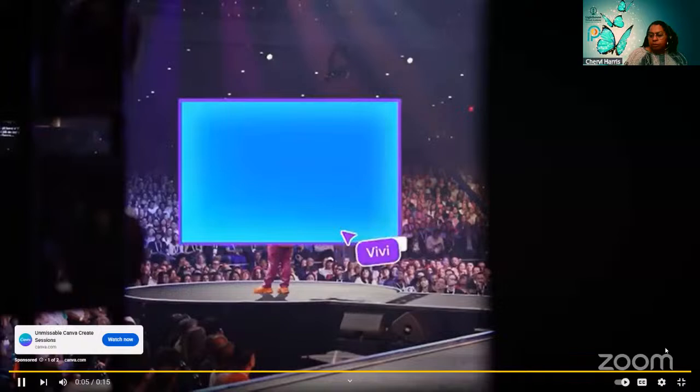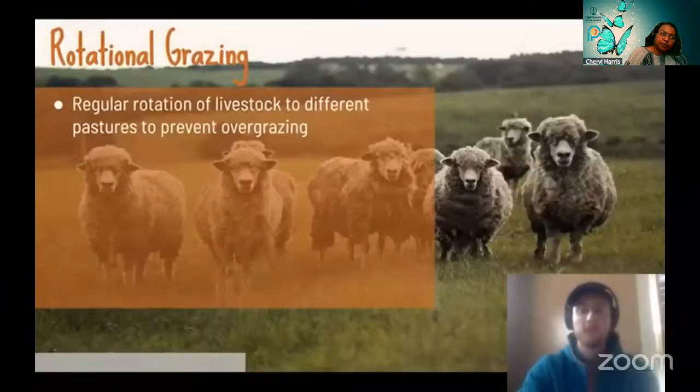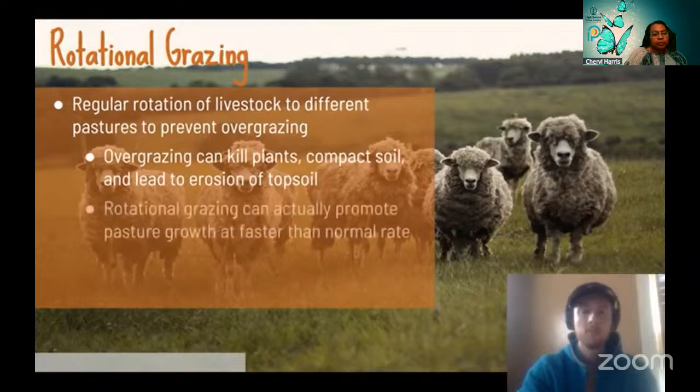And finally, we have rotational grazing. So rotational grazing just involves moving animals that graze on grass through different pastures periodically so that they don't overgraze. Remember that overgrazing clips grass down too low to survive, so the grass over time will die. It also compacts the soil, so it's going to lead to erosion. But rotation actually promotes more growth than if the pasture were just left to its own growth.